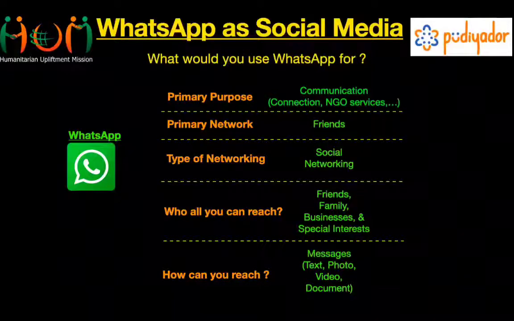So WhatsApp is used by a lot of different people. Now the primary network in WhatsApp always starts off as a friend network, meaning you connect with friends, then you connect with family, you connect with others. Then of course, beyond friends, you go into who all can you reach. You can reach family, businesses, special interests. You can form a group of just every student who goes to the particular government school that you go to, right? It's a way for group communication. So that is also possible.